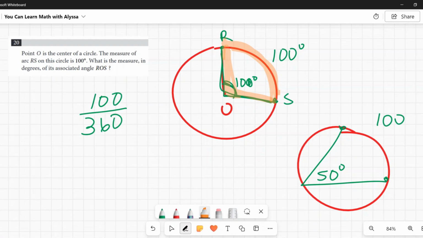Again, this one is a central angle. It will always match. Since the arc is 100, the central angle is also 100. 100 is my answer. Boom.